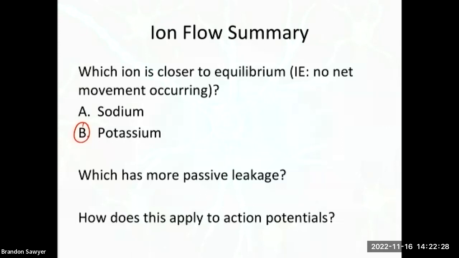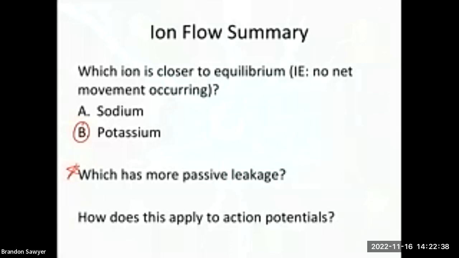And which of the two had more passive leakage that we talked about? This was one of the reasons for resting membrane potential, right? One was the sodium potassium pump, how it pumps sodium and potassium unequally, right? Three potassiums out, two sodiums in, and then it was also the negatively charged proteins, and then the third one was more passive leakage of potassium. Yeah, so potassium has more passive leakage, so it means we're always losing a little bit more of a positively charged ion, which keeps us negative on the inside.